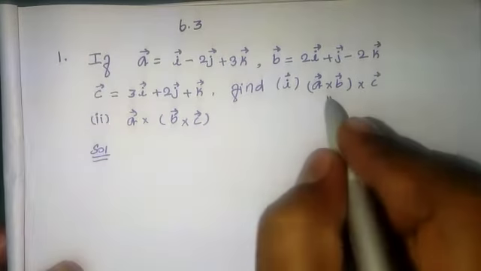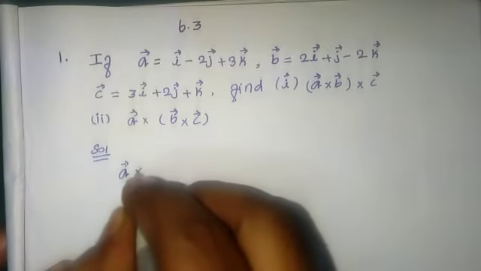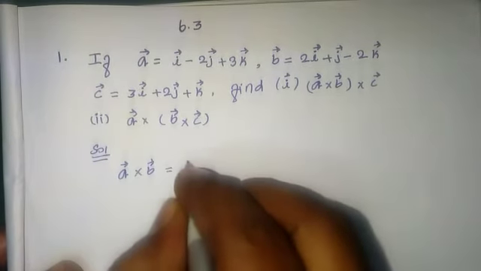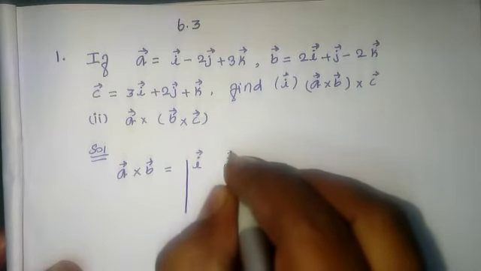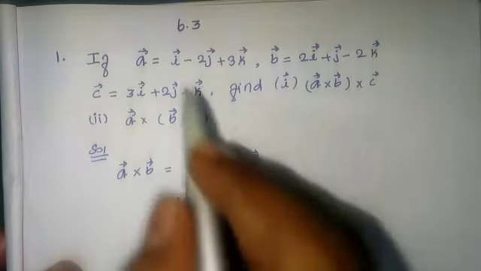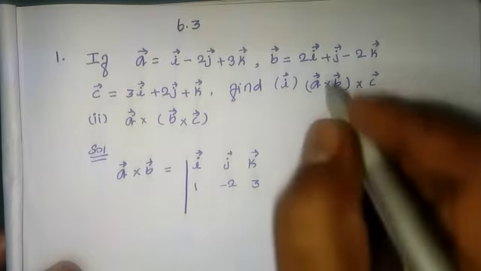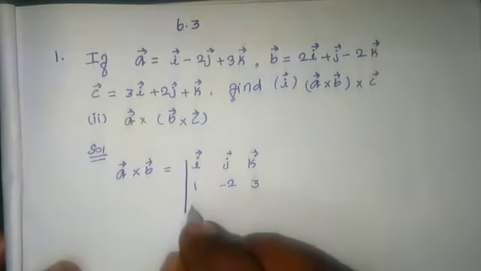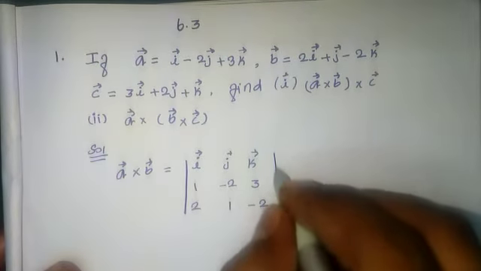So first one கண்டுபிடிக்கிறதுக்கு first a vector cross b vector நம்ம ஃபைண்ட் பண்ணலாம். So a vector cross b vector equal to determinant of i vector, j vector, k vector. a நோட coefficient என்ன? 1, -2, 3. b vectorsல coefficient 2, 1, -2.